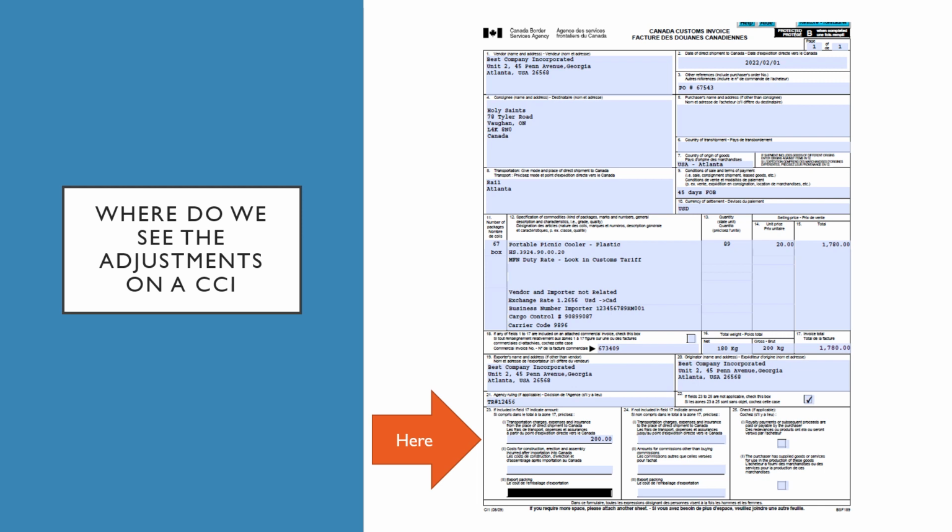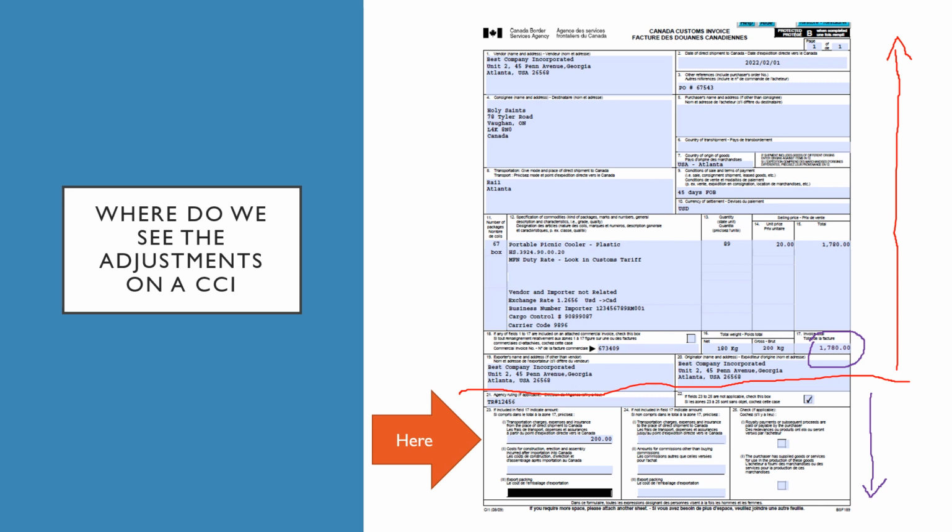Where can I see those deductions and adjustments on a CCI? Well, I will see them in the lower part of my CCI form. Remember that before, in week 2, I believe we only worked on the upper part of my form. Now I'm going to be using the lower part of my form to indicate to CBSA that there are some deductions and additions that I need to make to my value for currency conversion.